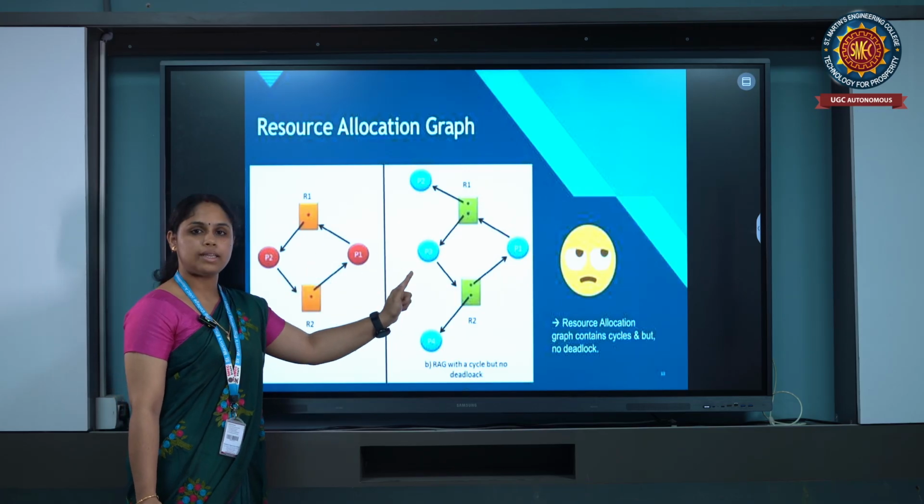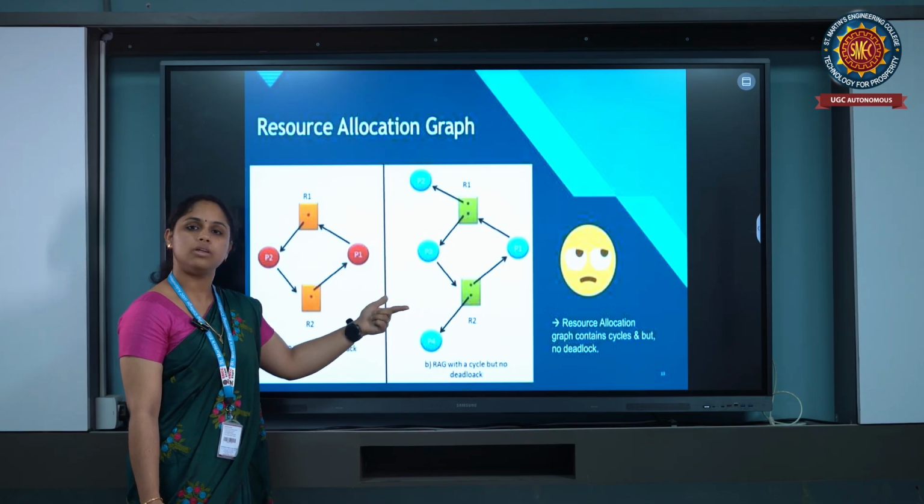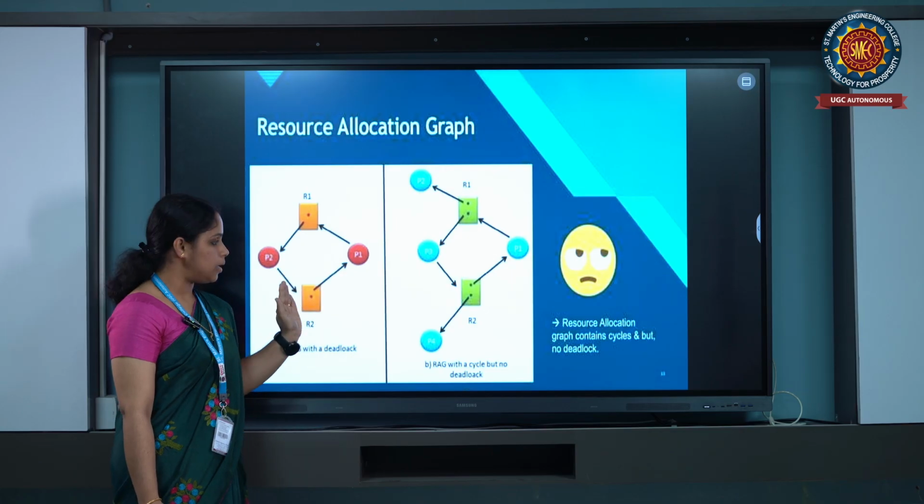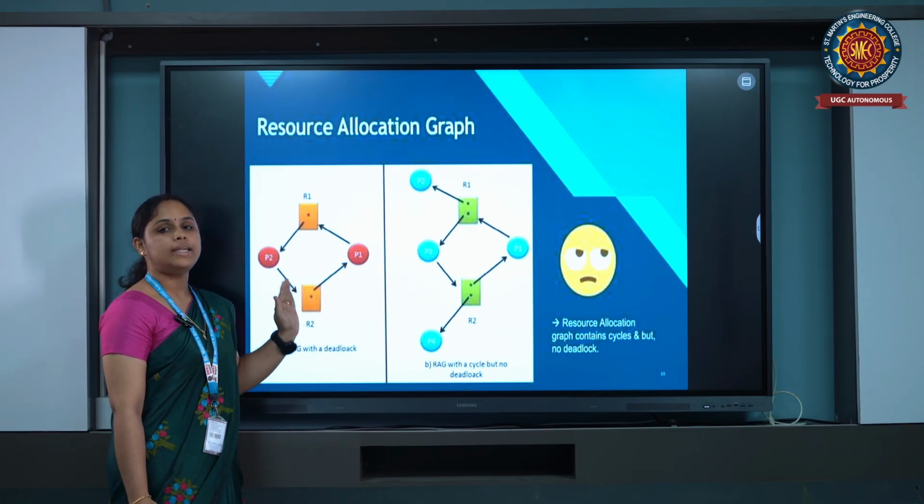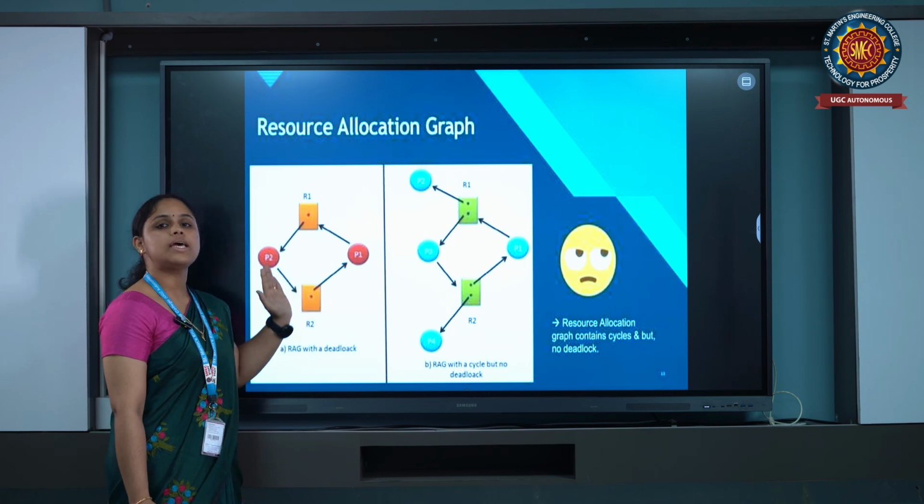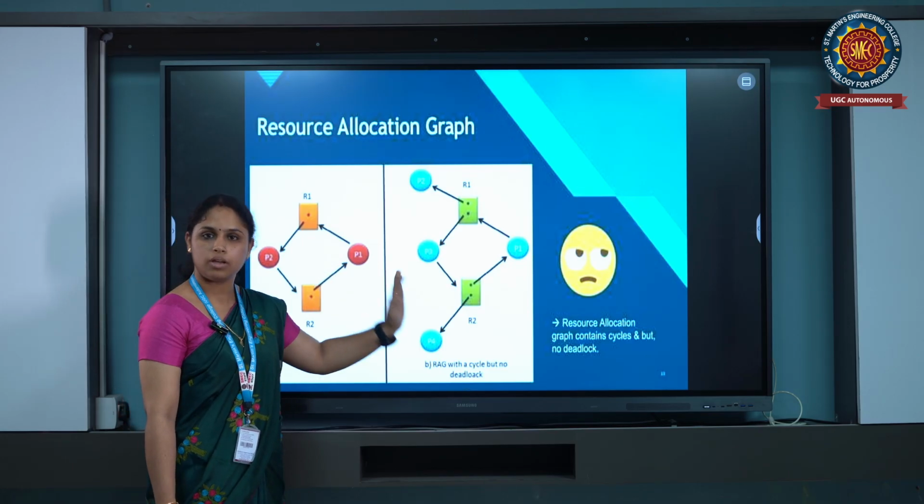But we cannot say that in the case of multiple instances. We have to analyze the resource allocation graph, and only then can we say whether there is deadlock or not. But in the case of single instances, it is sure that if there is a cycle in the resource allocation graph, it is a possibility of deadlock. So this is about the resource allocation graph.